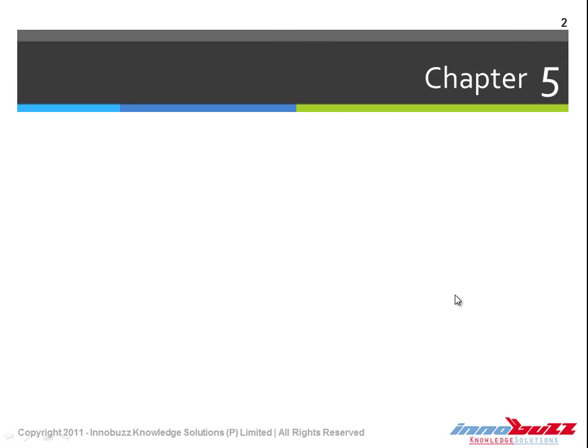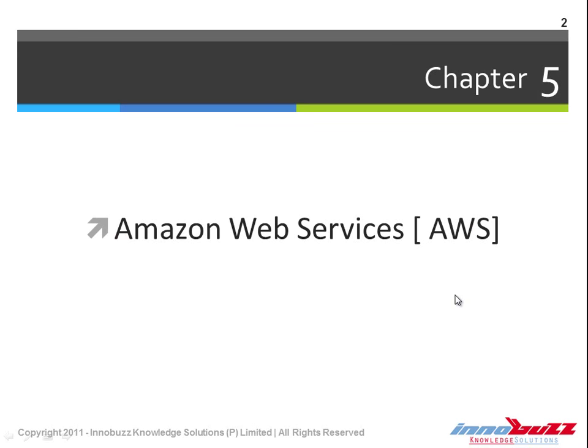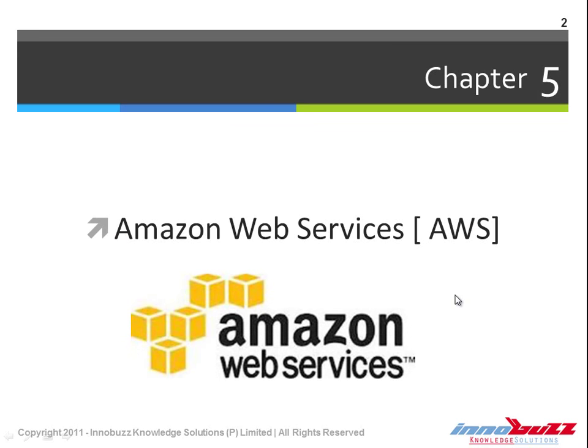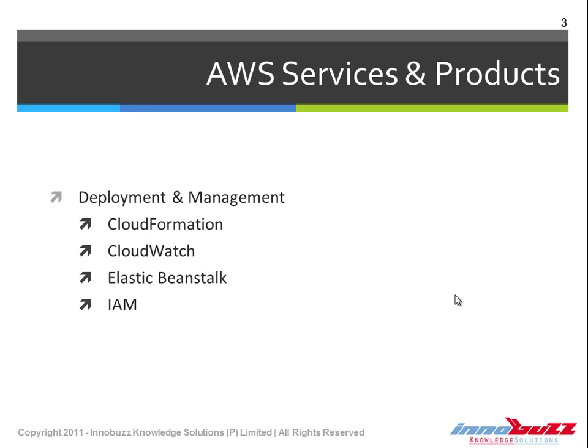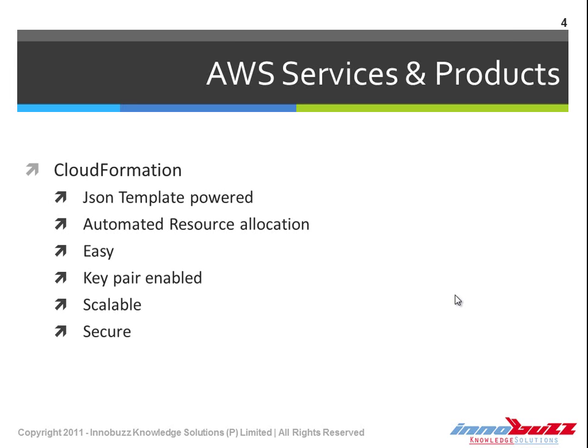In this chapter, we'll be covering the AWS Amazon Web Services products under the deployment and management category. We have 4 different products under management and deployment. They are CloudFormation, CloudWatch, Elastic Beanstalk, and IAM, also known as Identity and Access Management. Let's take a look at what is CloudFormation.